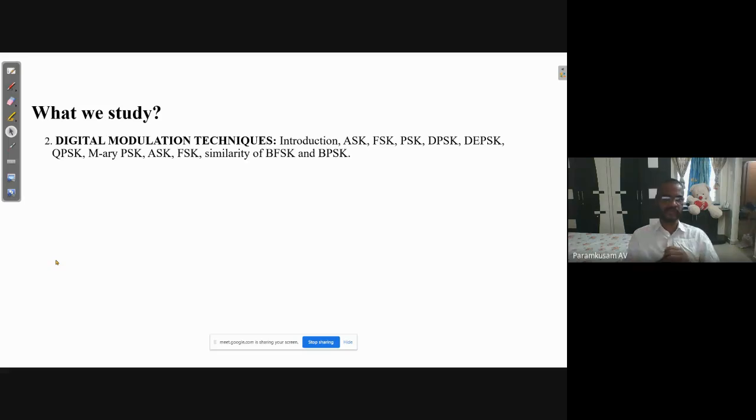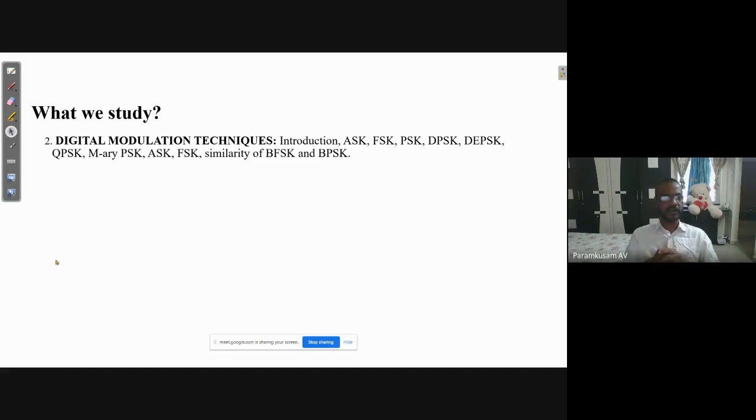Why band pass communication? When the digital signal is modulated, just now I told you, the frequency spectrum of that digital signal is shifted to the high frequency range. So before modulation, the frequency spectrum is low frequency. After modulation, the frequency spectrum occupies a band of frequencies. So that's why we can say that is band pass communication.